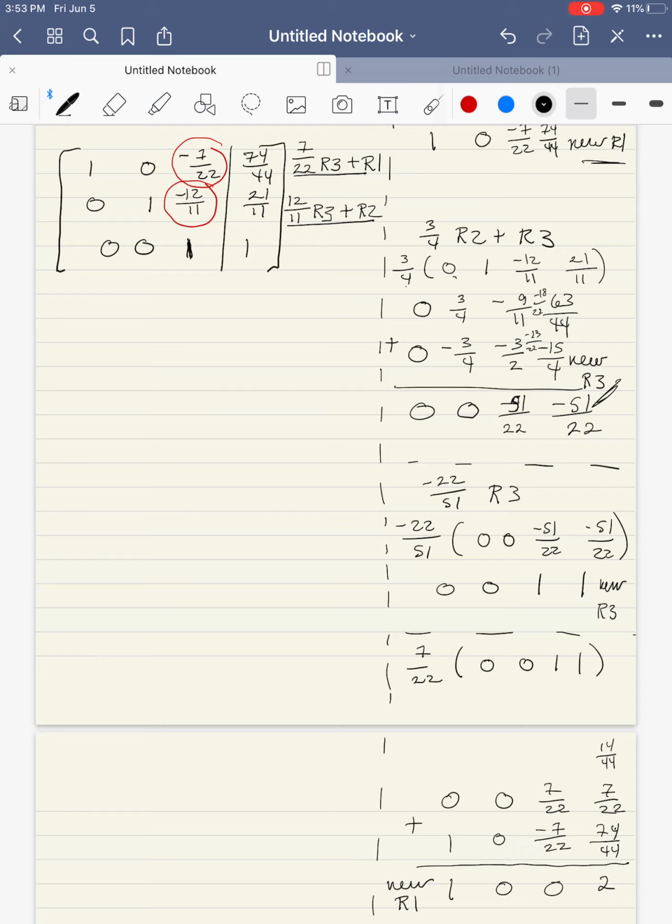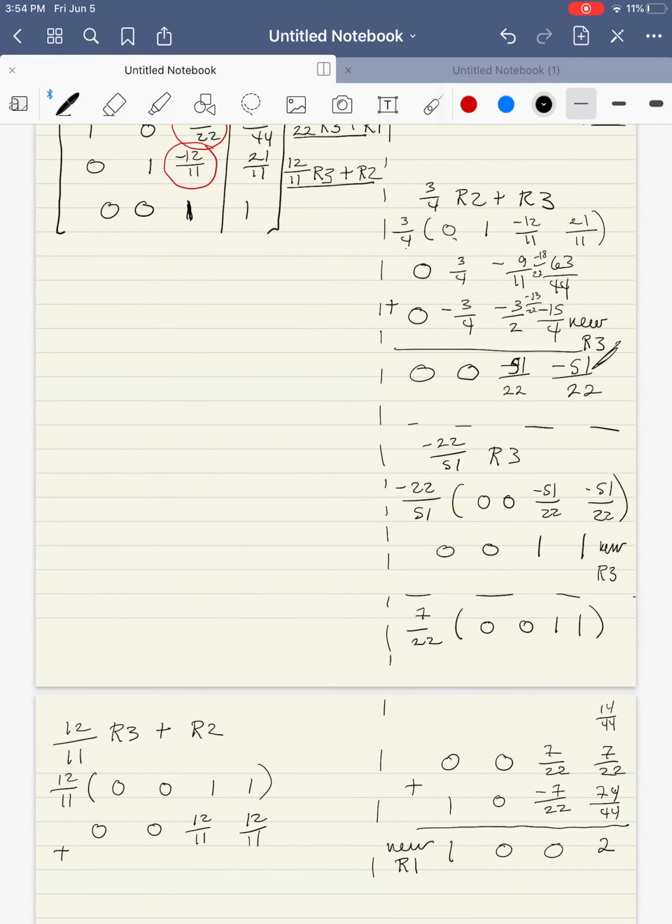All right, let's go ahead then and do our last row operation. I'm going to do it here rather than continuing on down on the right, just because I'm running out of room here. So I'm going to have 12 11ths row 3 plus row 2. In row 2, I add that: 0 plus 0 is 0, 0 plus 1 is 1, 12 11ths minus 12 11ths is 0, 12 11ths plus 21 11ths. Since I have the same denominator, I can just add the numerators. 12 plus 21 is 33, 33 over 11 is 3. And this is my new row 2.